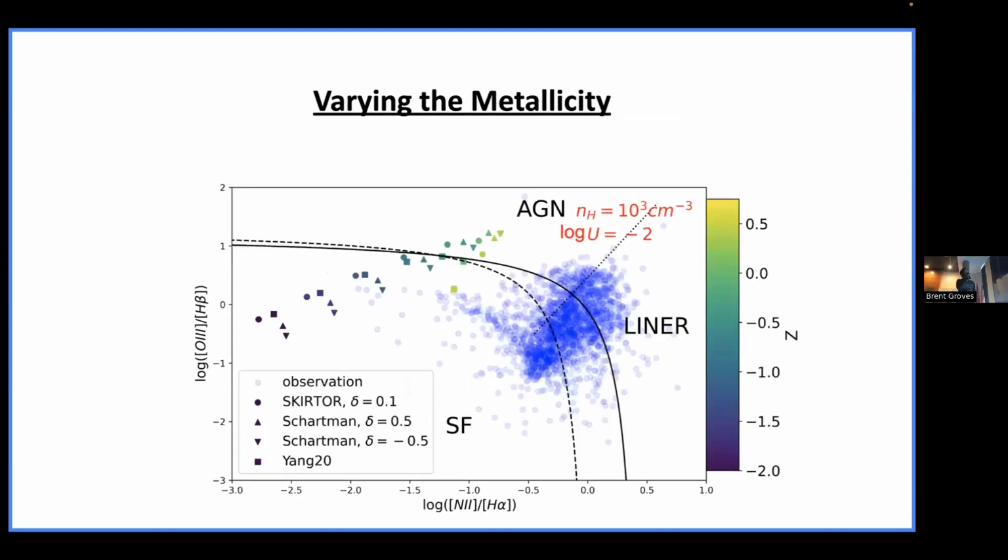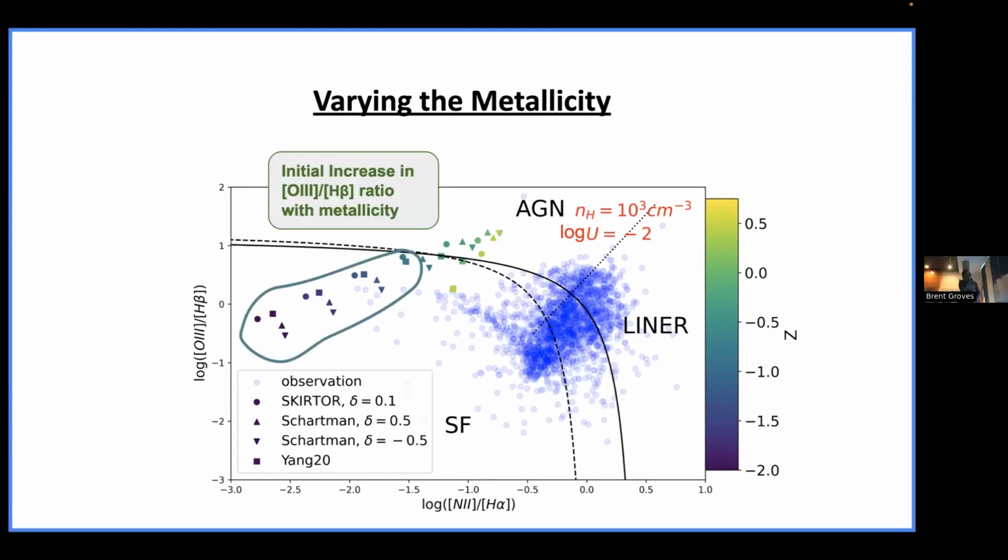So for the next part, we tried to vary the metallicity, keeping the ionization parameter and the hydrogen density fixed to see how the metallicity affects the BPT diagram. So basically, this is the plot. I set the hydrogen density to 10 per cc and the ionization parameter to -2.